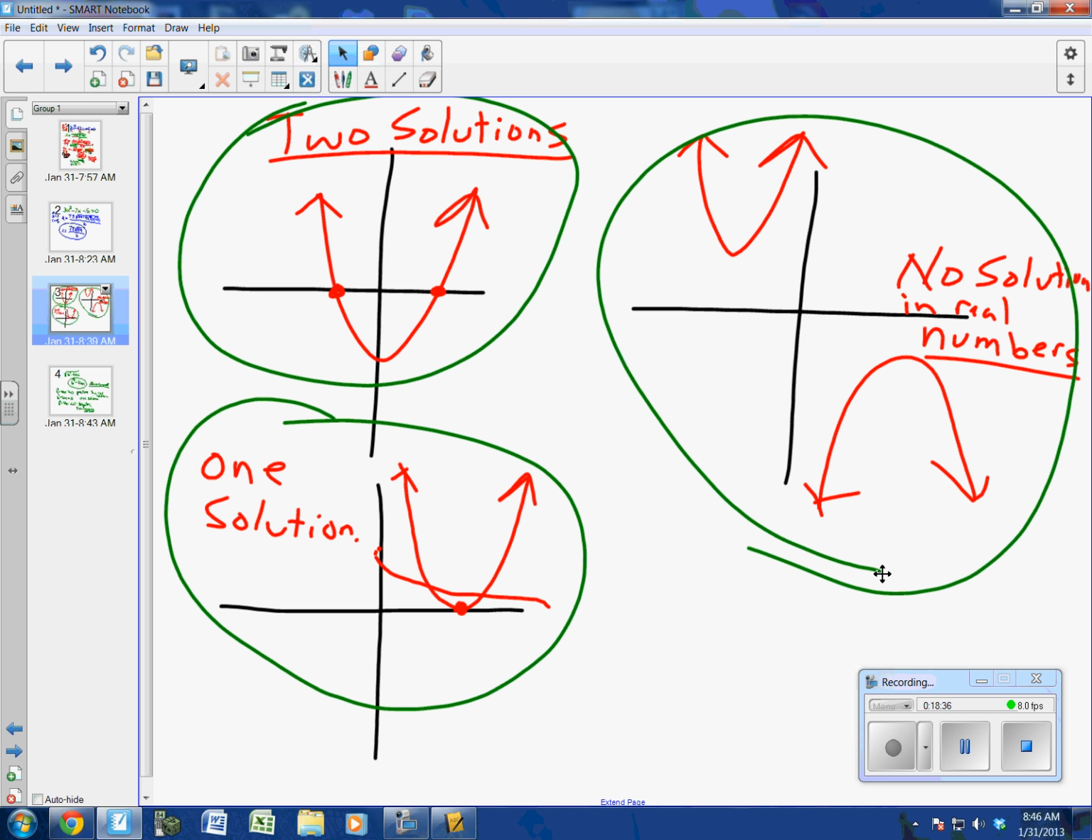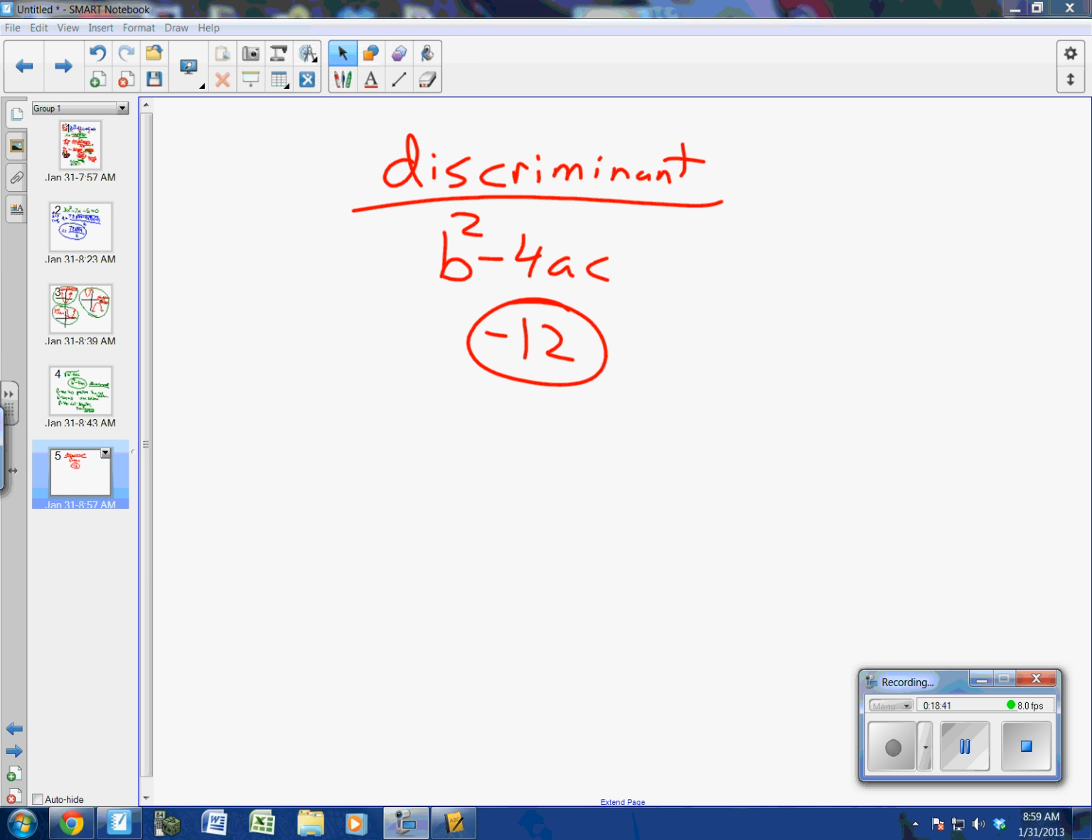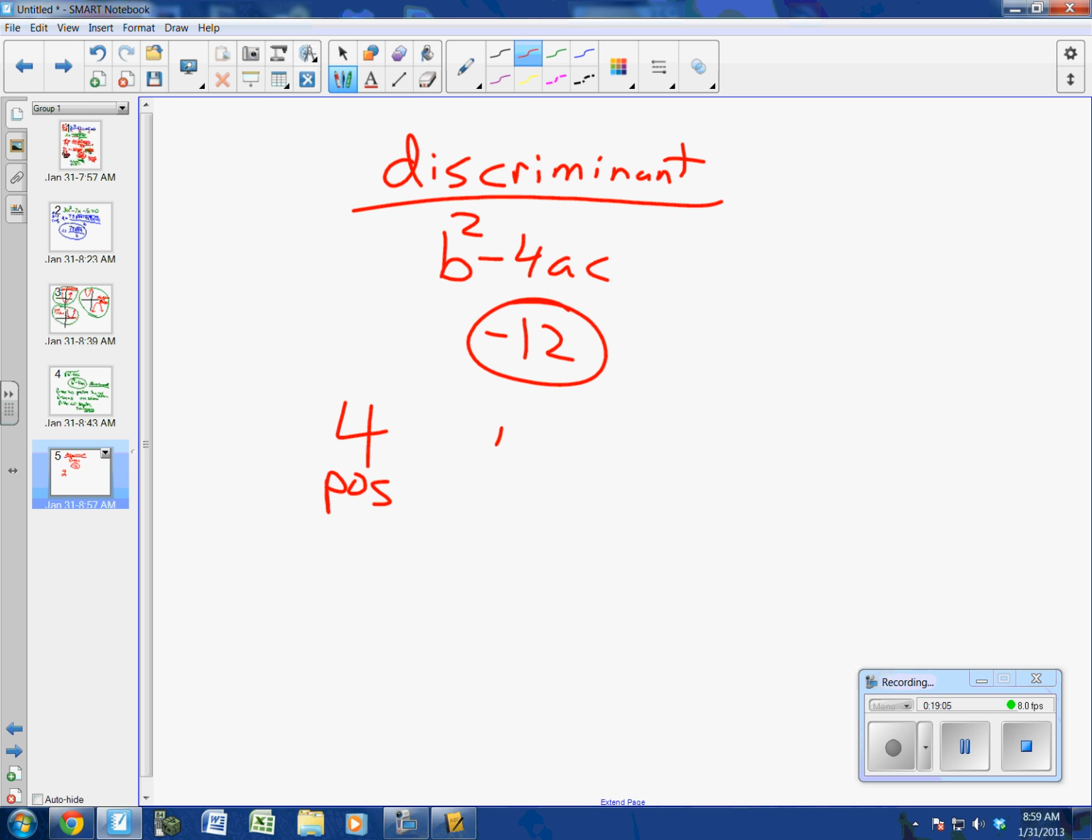Okay? You guys ready for a little activity we're going to do? You guys are going to take your squares that you just cut out. You can listen again if you want. You are going to determine the discriminant on each one. Write on the card what the discriminant is. It's either going to come out positive, 4 are going to be positive, 4 are going to be 0, and 4 are going to be negative. You're going to separate them into those piles.